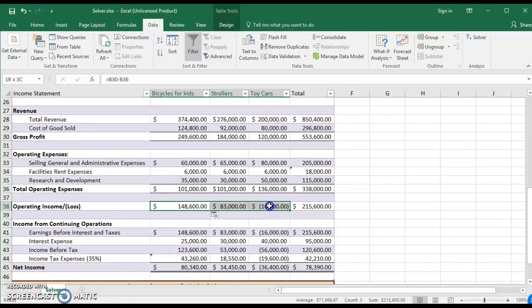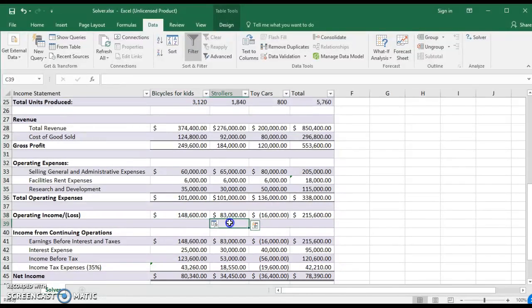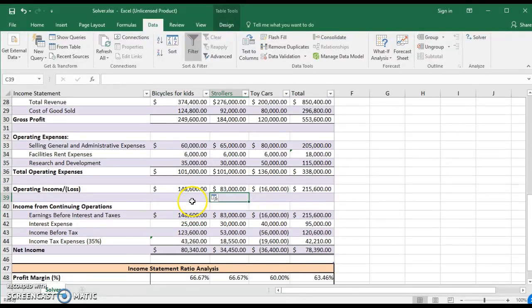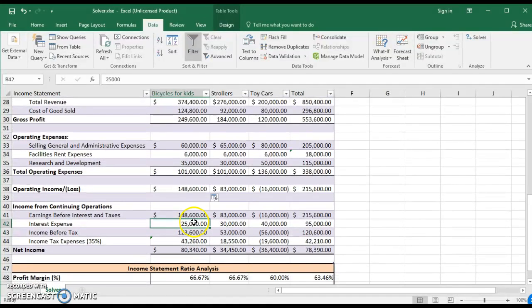So as of now, toy cars are operating at a loss, whereas the other 2 are creating incomes. And further than operating income, we still have interest expenses and tax. Interest expenses we incur as a startup. We don't have much equity as the other companies, so we have to borrow money from the bank, and that would incur interest expenses. And for the bicycle line, we incur $25,000 of interest expenses, and stroller we incur $30,000 and $40,000 for the toy cars.